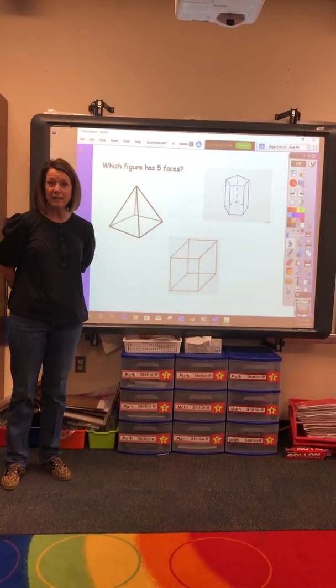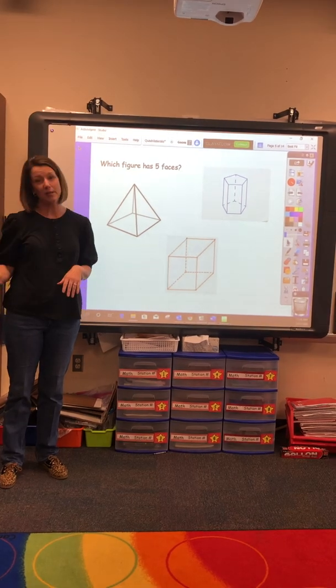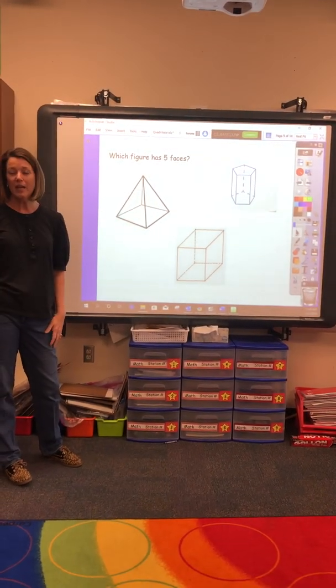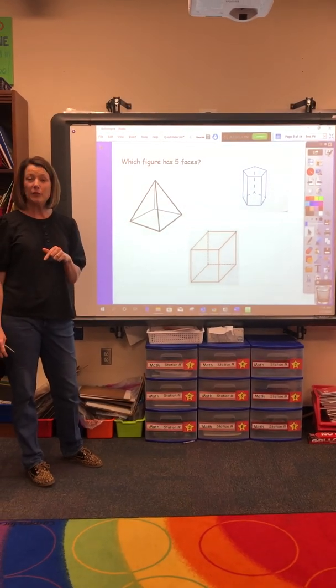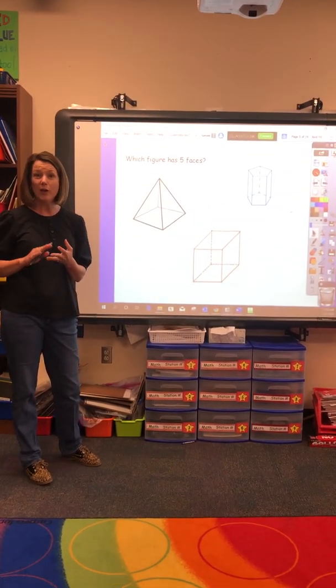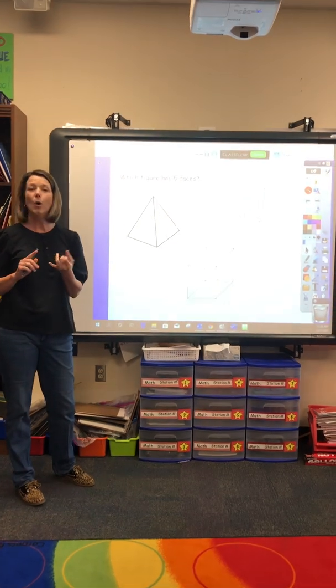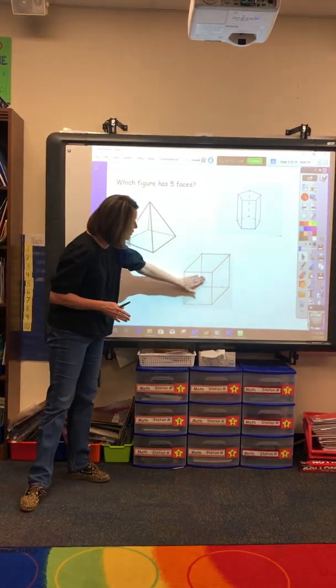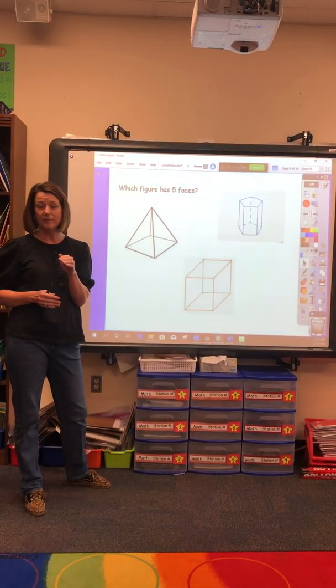We're going to be discussing 3D shapes plus 2D shapes. So today I'm going to start with the 3D shapes. In the 3D shapes there are three main vocabulary words that they need to know. One being a face. A face is the flat surface of a 3D shape.